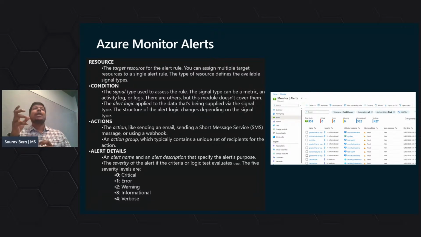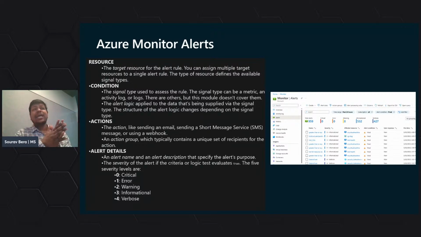So the resource that you want to monitor. The second is the condition. The Azure Monitor alert will only get triggered when a given condition is met. So you define the condition, let's say CPU metrics is greater than 90%, then you trigger an alert. If the memory usage is greater than 70%, then you trigger an alert, and something like that.